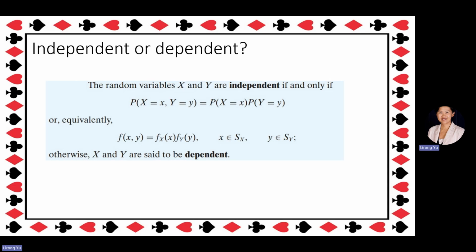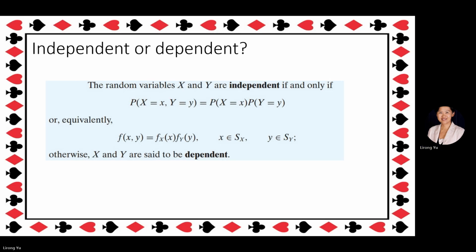Now, if that's not the case, then they're dependent. So if independent, we have this multiplication relation. If dependent, they are not equal. So that's how we confirm independence of the variables. Any question? Okay, so having the joint probability allows us to learn more about how X is related to Y. Are they independent or are they not independent?